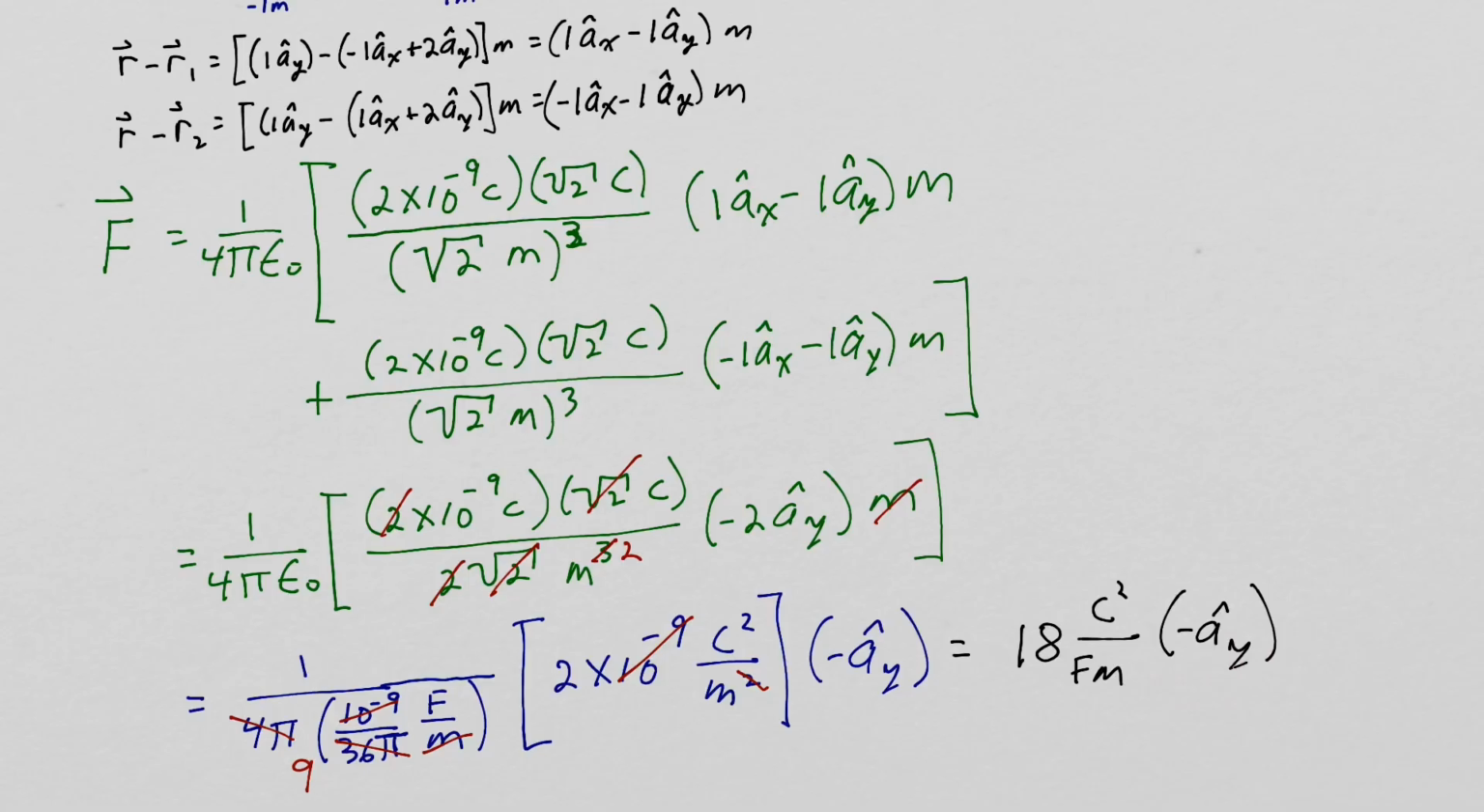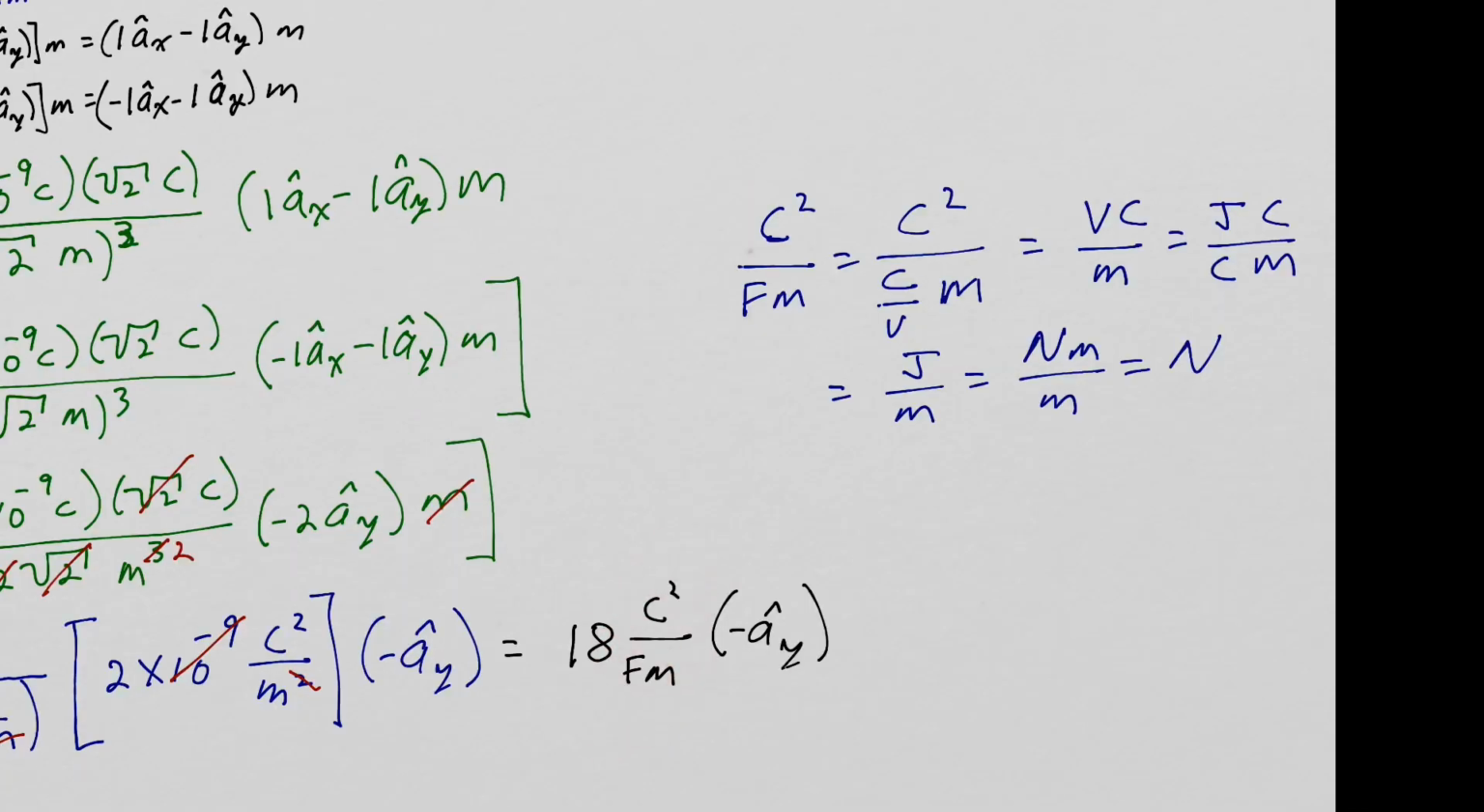Let's take a look at these units. A farad is a coulomb per volt. So we'll get a cancellation of a coulomb in the numerator and denominator. That will leave us with volts coulombs over a meter. A volt is a joule per coulomb, so these coulombs will cancel. We'll have a joule over a meter. A joule is an energy, which is a force through a distance, a Newton meter, so the meters will cancel, and we will end up with units of newtons, which is what we're looking for because this is a force.